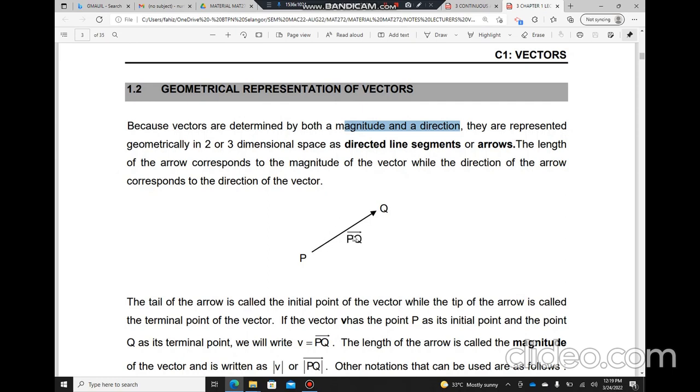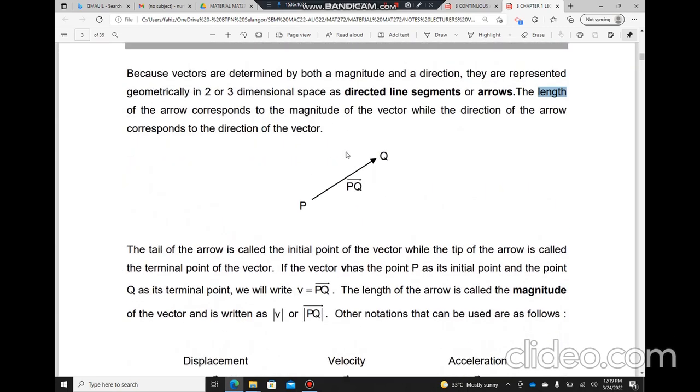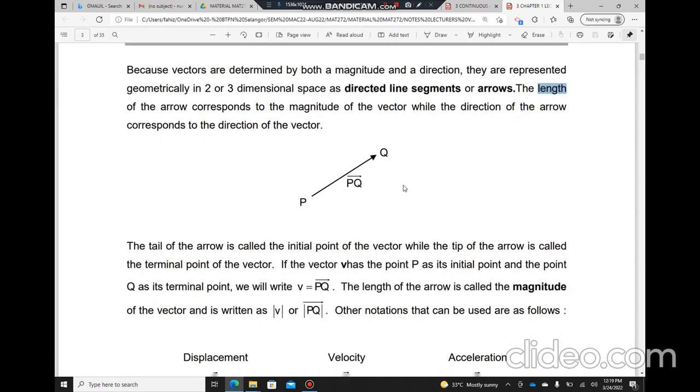So yang ni panjang arrow ni dia melambangkan mewakili magnitude. The length of the arrow mewakili magnitude, and arrow arah dia mewakili direction. So you can see the figure here.